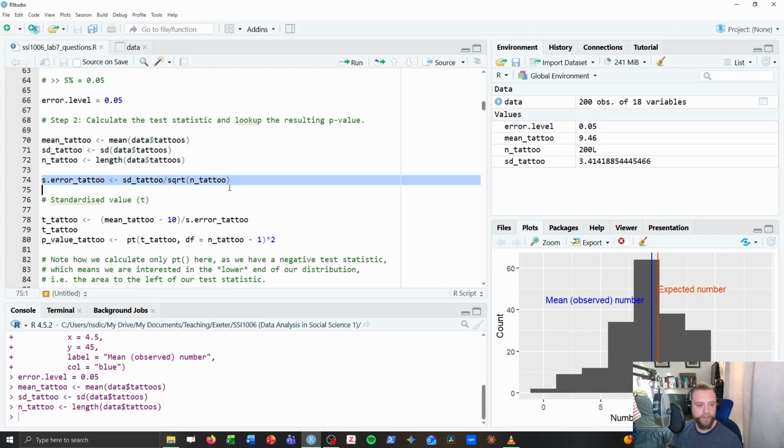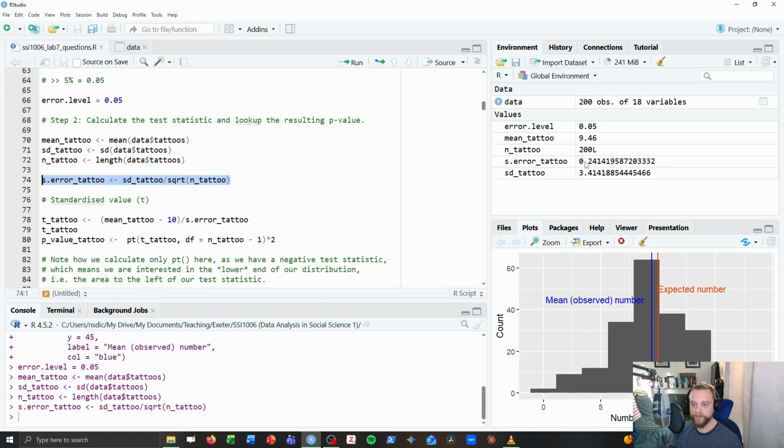So once we have these three, we can then calculate what's called the standard error. Now, the standard error is just the standard deviation divided by the square root of n. So standard, as in standard deviation, and taking into account the n, because in all these statistical tests, the number of observations tends to be pretty important. And generally speaking, more observations is going to give us more precision about whether this is a significant difference. So our standard error, 0.24 here.